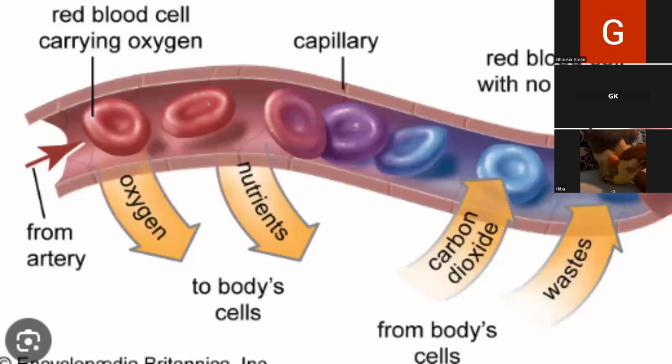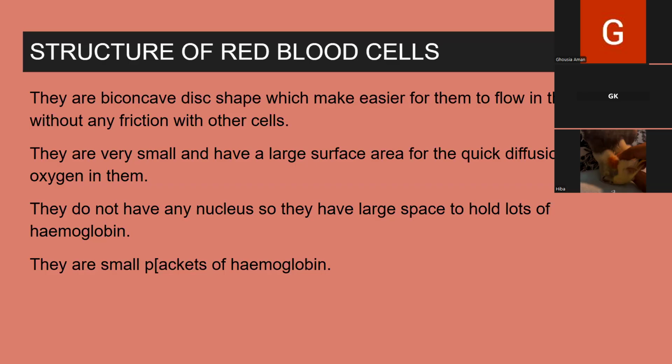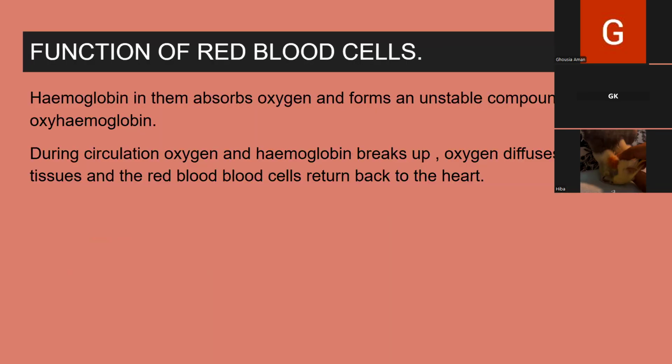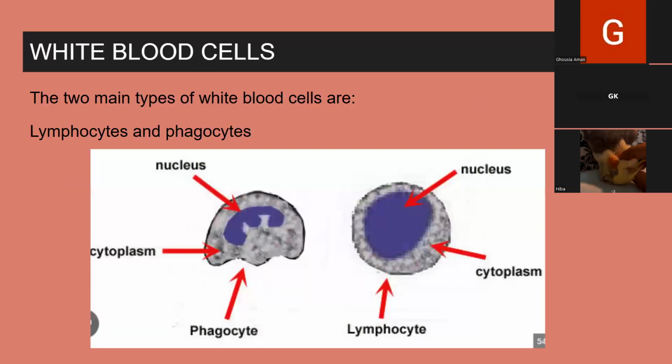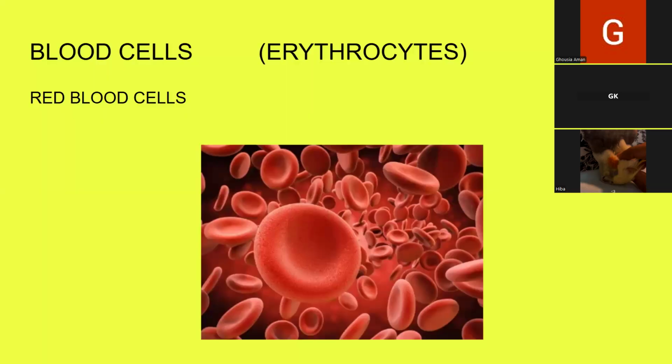Now come to the red blood cells. So what are red blood cells? Look at the picture of the red blood cells. This is how they look. Rounded in shape, slightly compressed in the middle part, swollen all around the edges. This particular shape, which you can see over here, is called biconcave disc shape.